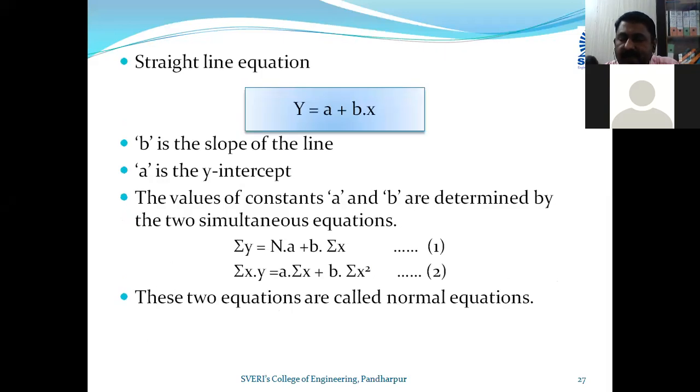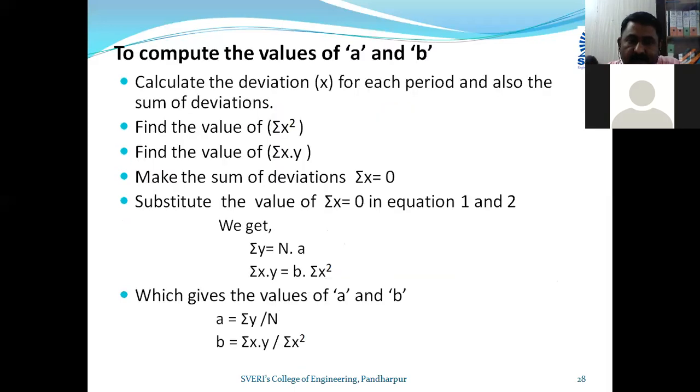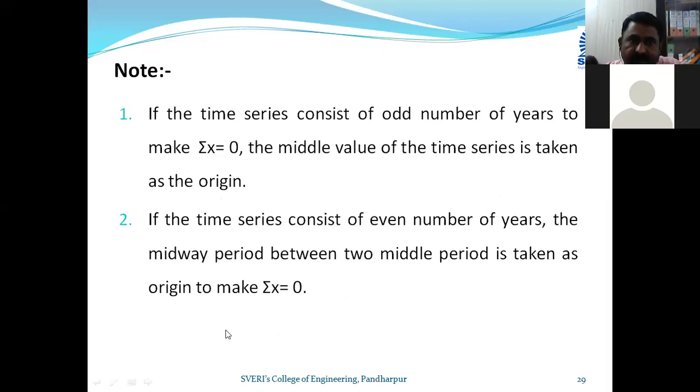In this least square method, an equation is required to fit, and that equation form is y is equal to a plus bx. Then how to find out this a and b? These are the two equations, and based on these two equations we have arrived at the formula for a and b. We have discussed that if there is an odd number of years, then the middle value is taken as the origin. If there is an even number, then we have to take a midline and the deviation starts from 0.5. We have already taken numericals related to this.